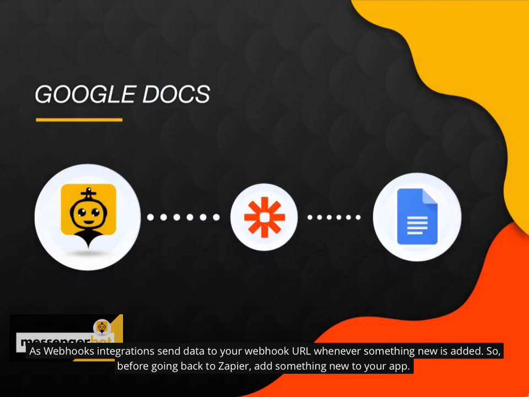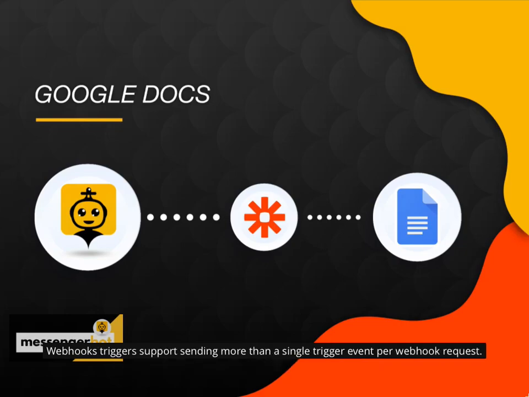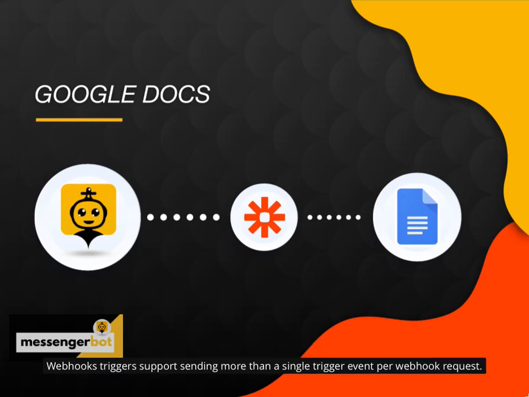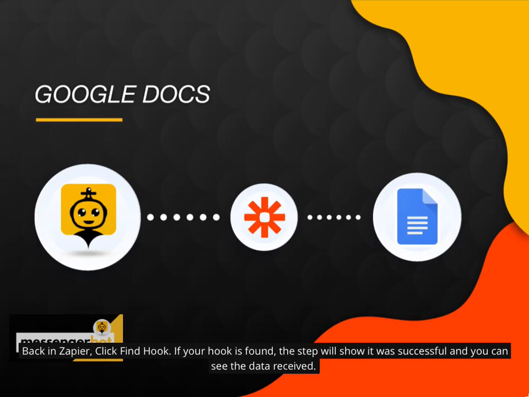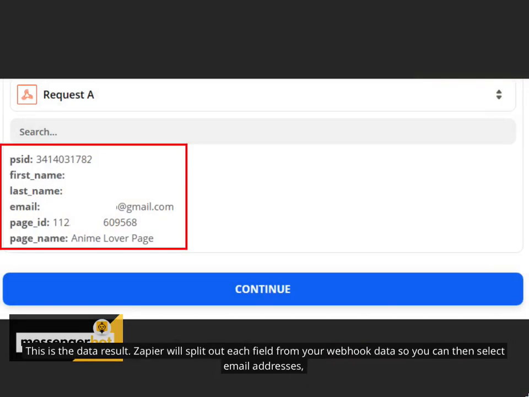Webhook integrations send data to your Webhook URL whenever something new is added. So, before going back to Zapier, add something new to your app. Webhook triggers support sending more than a single trigger event per webhook request. You can send an array of properly formed JSON objects, and Zapier will trigger the zap once for each object in the array. Back in Zapier, click Find Hook. If your hook is found, the step will show it was successful and you can see the data received. This is the data result.